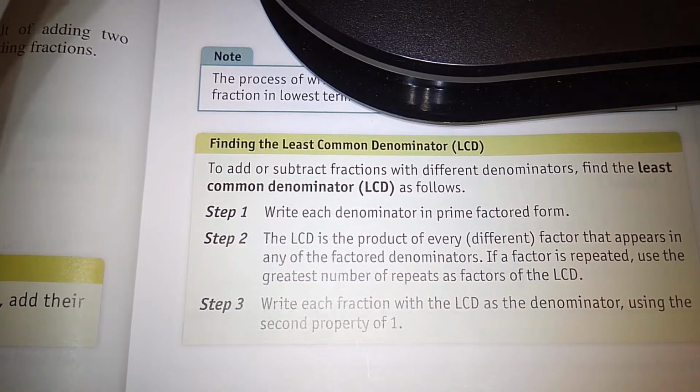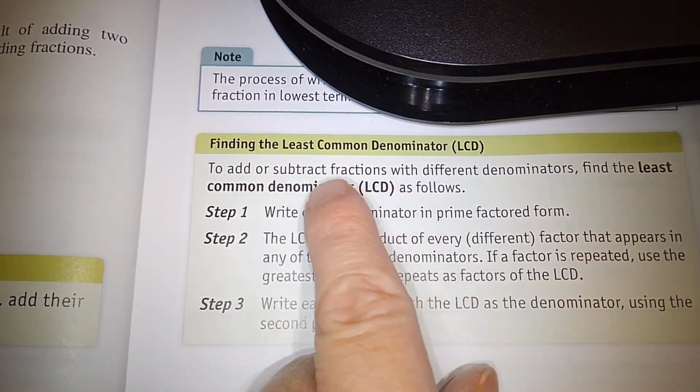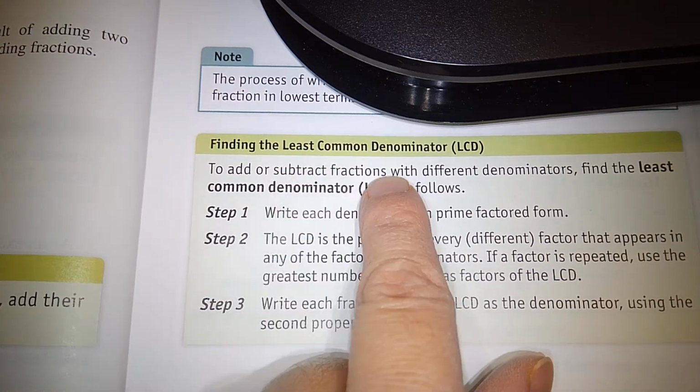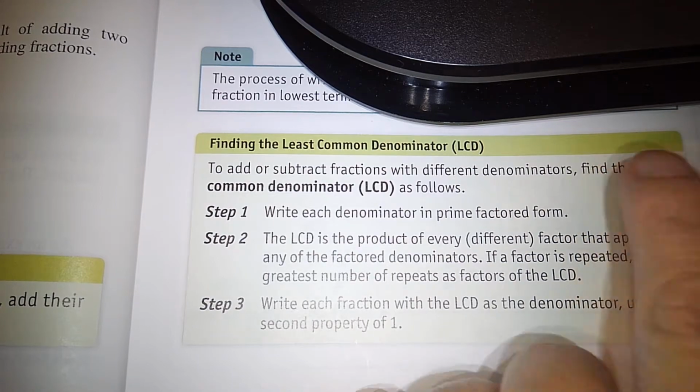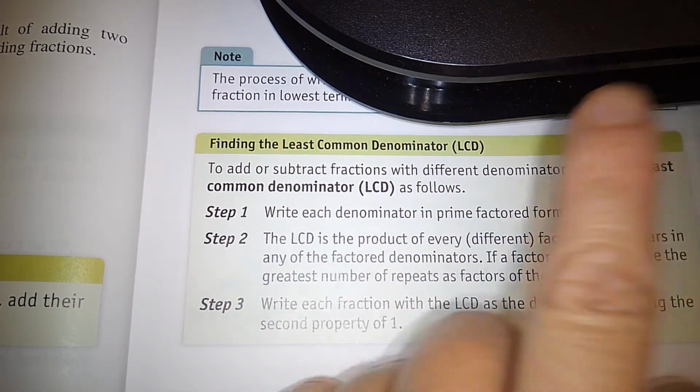Okay, very good. Thanks. So if we don't have the same denominator and we need to add or subtract two fractions, we need to find what? The least common denominator for the two fractions. Then we can add or subtract, right?